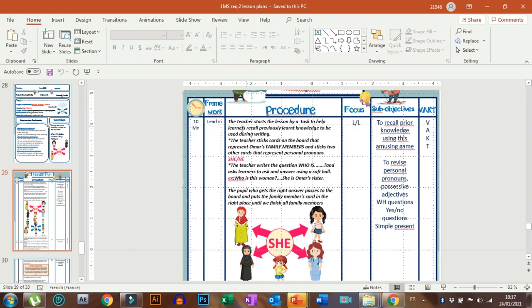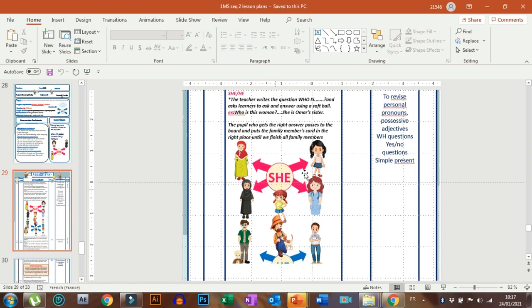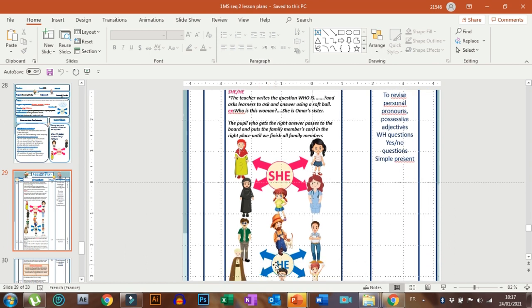As we can see here, the teacher starts the lesson with a task to help learners recall previously learned knowledge to be used during writing. The teacher sticks cards on the board. What is this game? I'm going to explain it here. I am going to stick 2 cards, a pink one and a blue one, on the board with different flashcards. At this level, learners are going to first classify these cards according to gender, either female or male. So here they're going to revise the personal pronouns.